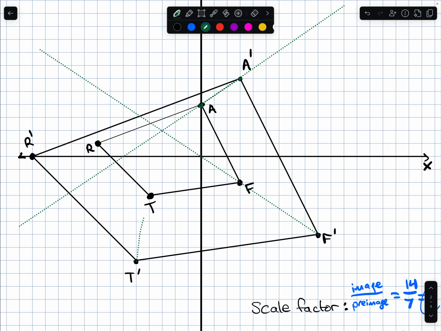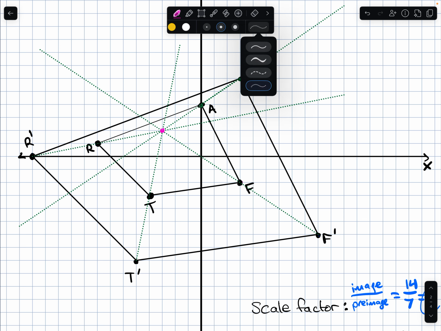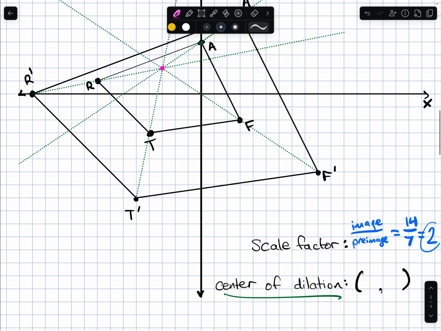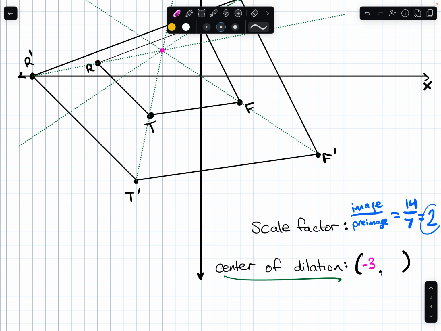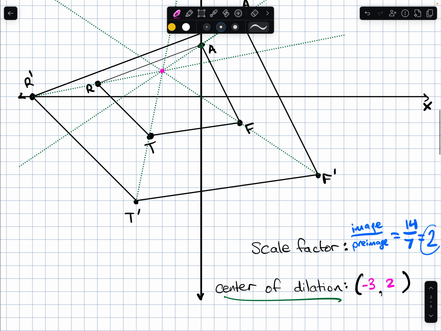So is T and T prime, or R and R prime. And we should be able to see the only point that's on all of these green dotted lines. It's this, I'll use pink, I guess, right here, this point right here. The coordinates of that point are -3, 2. And that's the center of dilation.